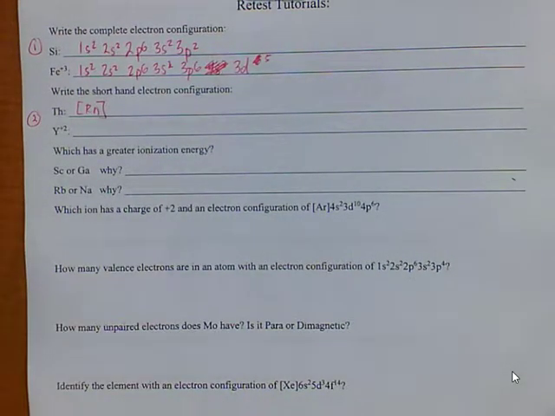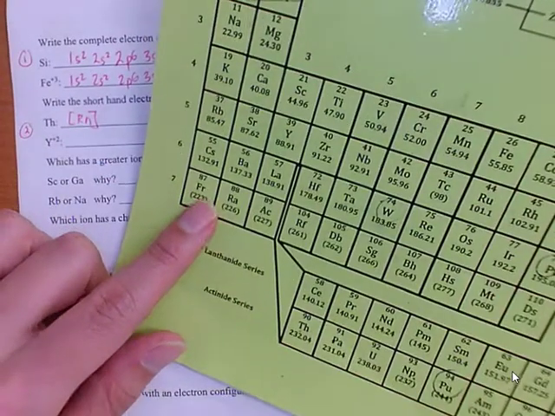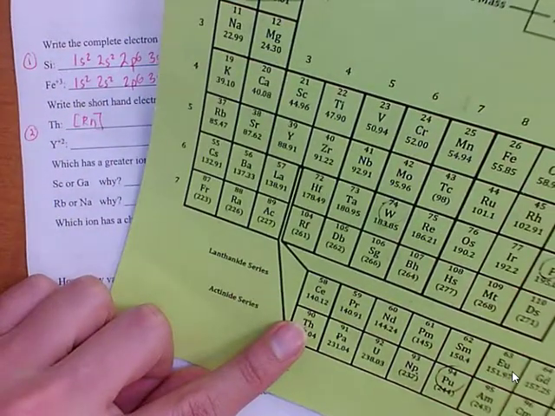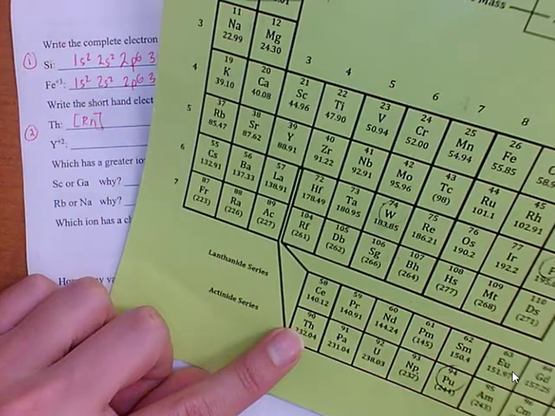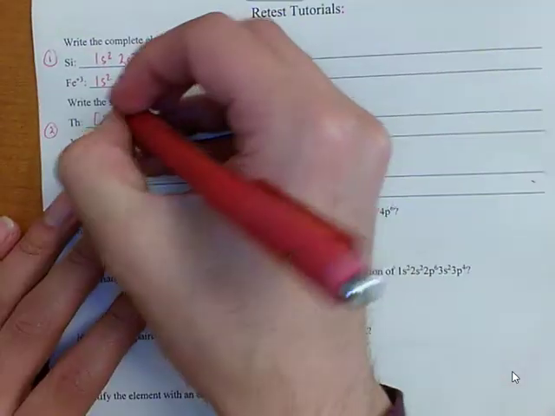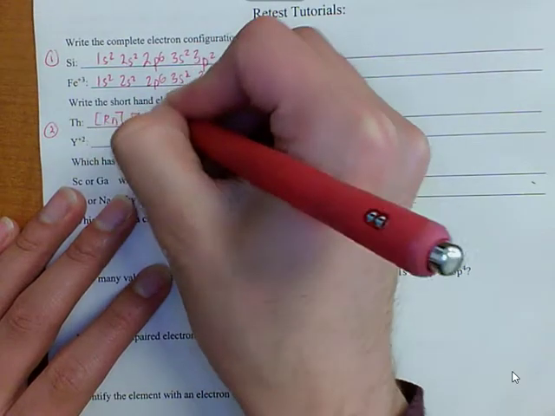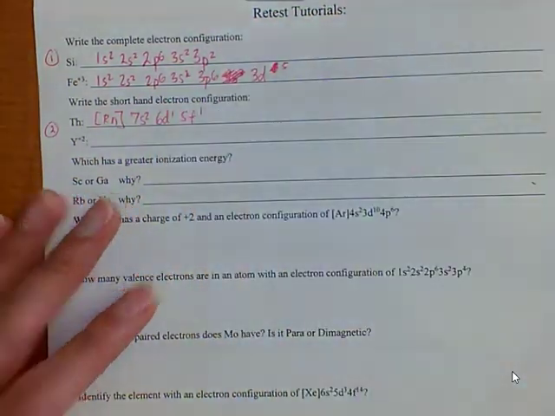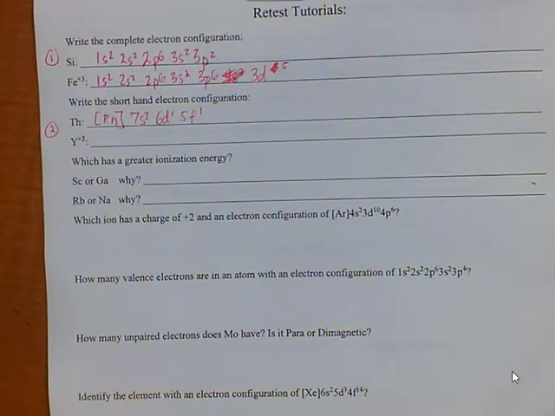And then just go to thorium. So after Rn comes these two, 7s2, 6d1, 5f1. So 7s2, 6d1, 5f1. And there's my electron configuration. Okay, so knowing that I have to do the 6d first, and then I can move on to the 5f.